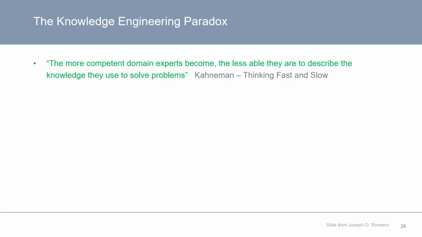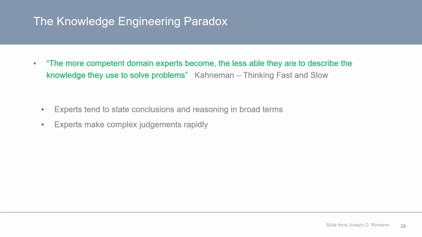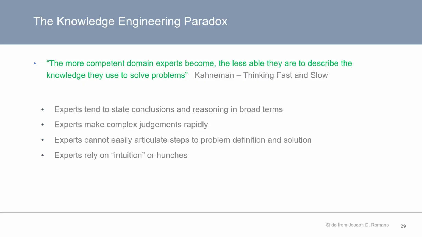Framed in the context of knowledge elicitation, we have something called the knowledge engineering paradox, which notes that the more competent domain experts become, the less able they are to describe the knowledge they use to solve problems. This is because experts tend to state conclusions and reasoning in broad terms. Experts make complex judgments rapidly. Also, experts cannot always easily articulate steps to problem definition and solution, and experts often rely on intuition or hunches.